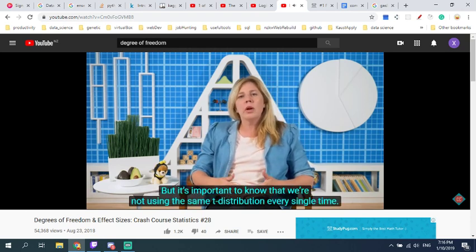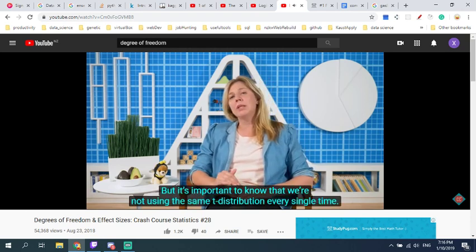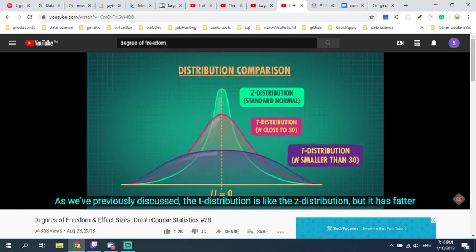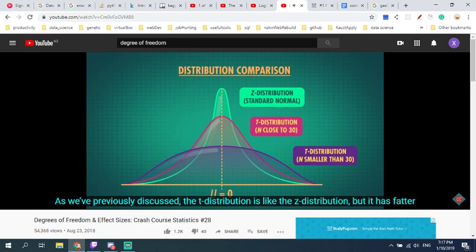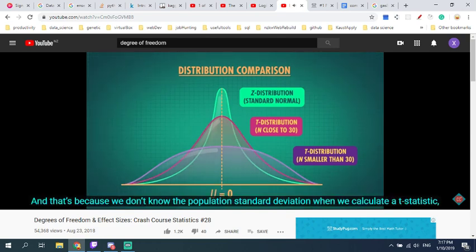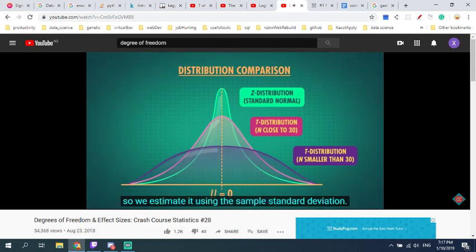But it's important to know that we're not using the same t-distribution every single time. As we've previously discussed, the t-distribution is like the z-distribution, but it has fatter tails, meaning that extreme t-values tend to be slightly more likely. And that's because we don't know the population standard deviation when we calculate a t-statistic, so we estimate it using the sample standard deviation.